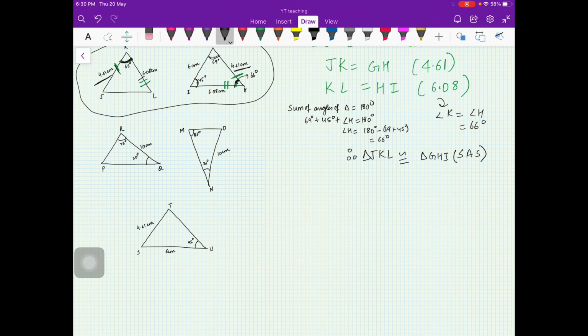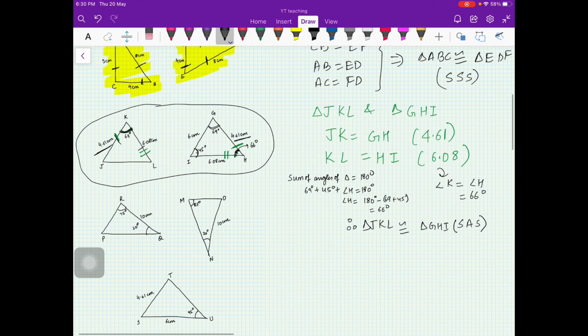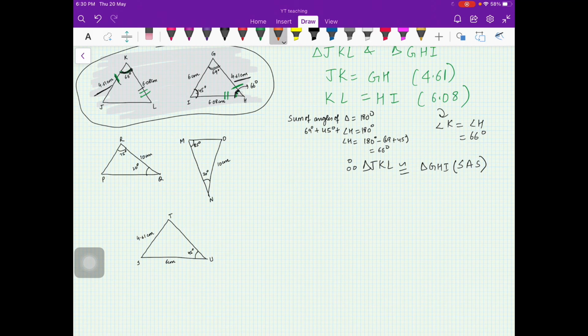Okay. Now look at the next one. So I found another pair. Let me just highlight them. The first pair I highlighted in yellow. This I am highlighting in cream color. Now let us look at this third pair.